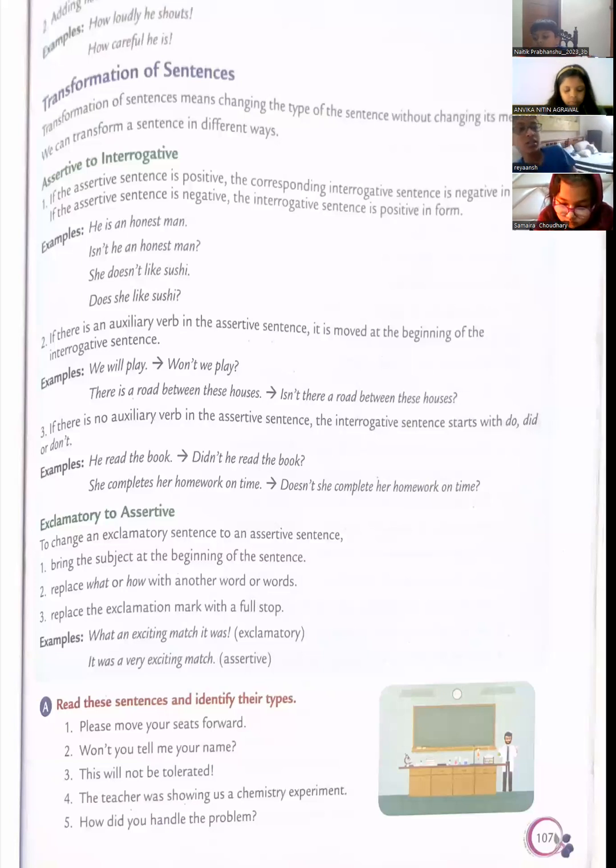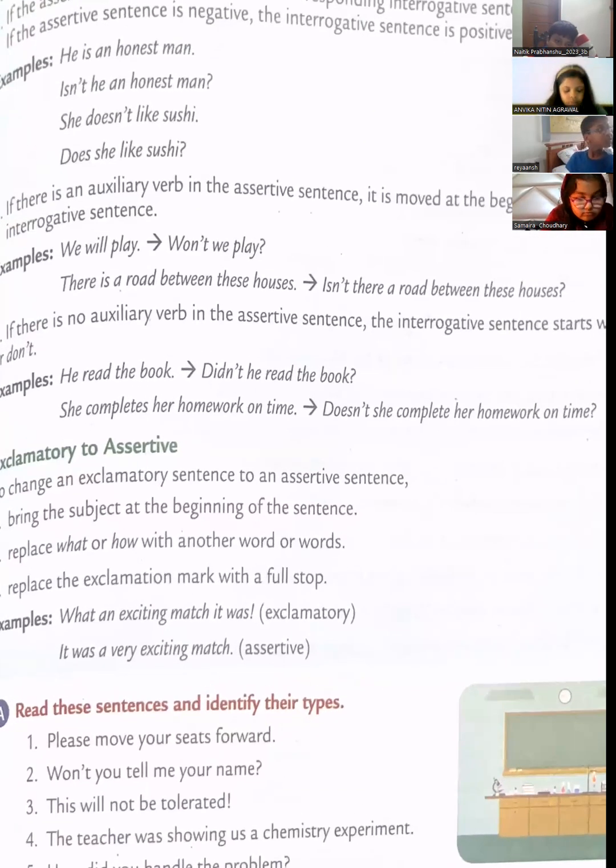Okay, next. Now exclamatory to assertive. The exclamation has come, okay? How beautiful the sky is. How are you going to convert it into a fact? An assertive sentence is a fact. The sky is very beautiful. Yes? Next. What an exciting match it was.